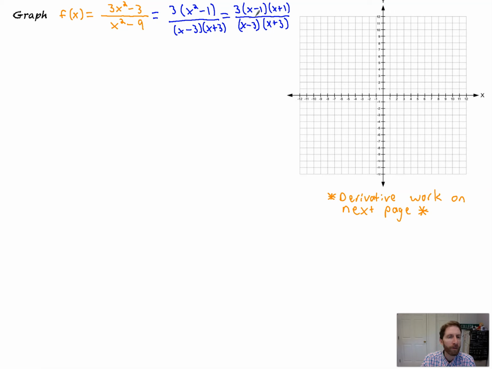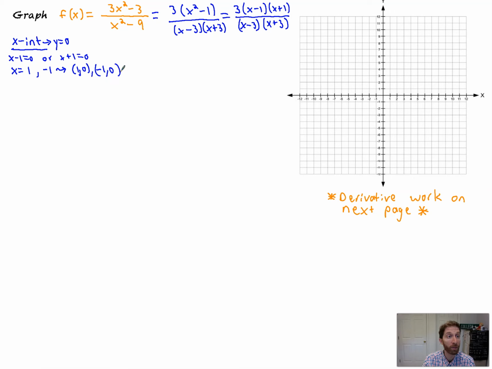From this, I can figure out a host of information. Number one, let's look for any x-intercepts. If I've got an x-intercept, remember that happens when y is equal to 0. That will happen when my numerator is 0, but my denominator is not. The numerator is equal to 0 when x minus 1 is equal to 0, or x plus 1 is equal to 0. 1 minus 1 would give you 0, so there's x equals 1. And negative 1 plus 1 would give you 0. So those are my two x-intercepts. As points, they would be (1, 0) and (negative 1, 0).